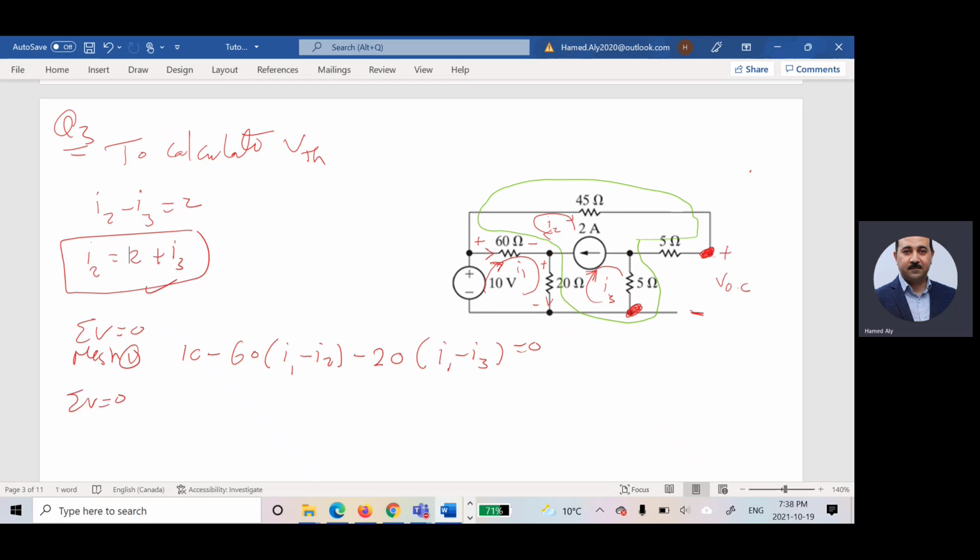So I will say summation of the voltage for that super mesh is equal to 0. What is the current in this guy? I3. So I'll have positive, negative. What is the current in this guy? Yes, I2, positive, negative, then I2 here, positive, negative. Then summation V is equal to 0 for the super mesh. Are you seeing this color?